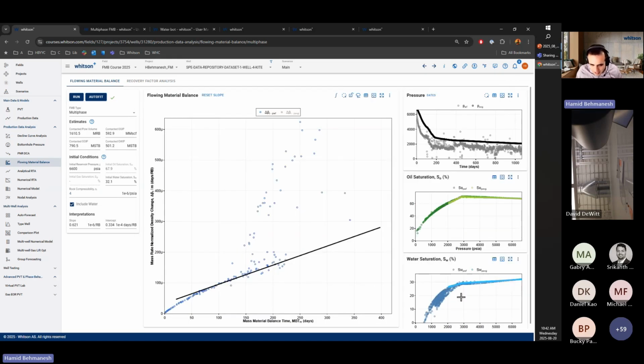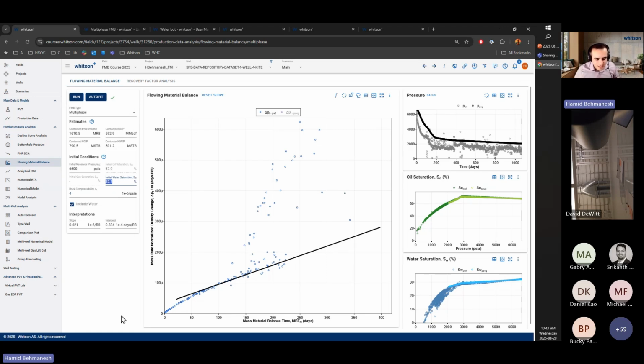But for the water saturation, I can clearly see that it's drastically dropping. Maybe I need to question what the initial water saturation is. In this case, it's initialized at 32%, but you're welcome to challenge it, bump it up, and do your analysis.